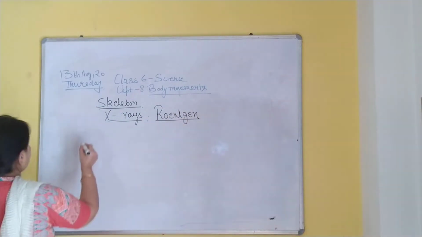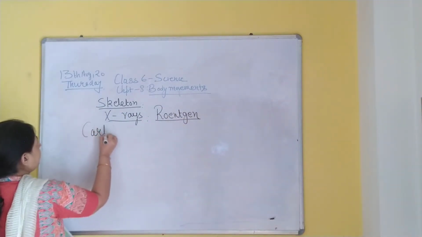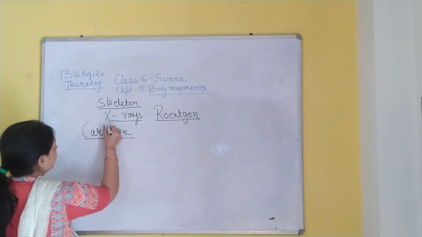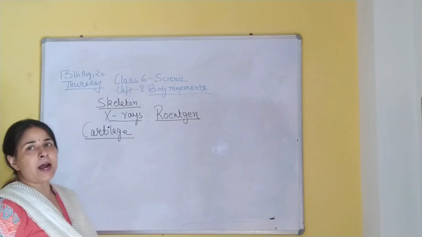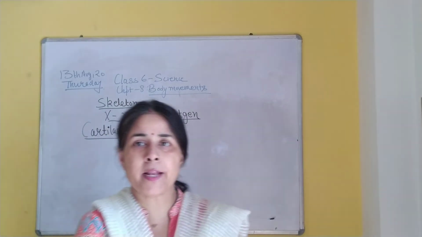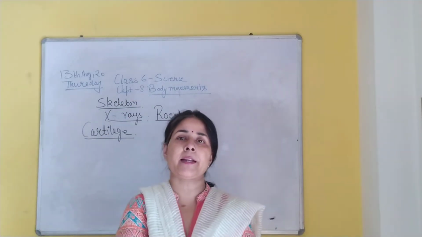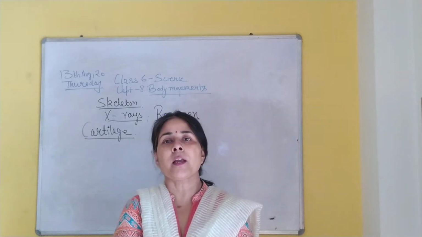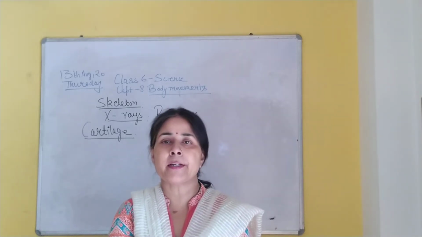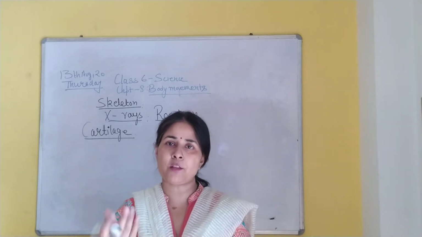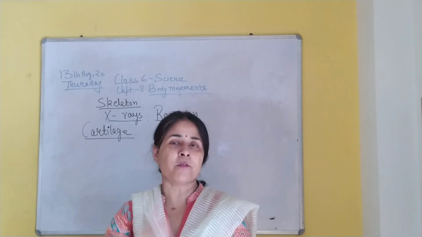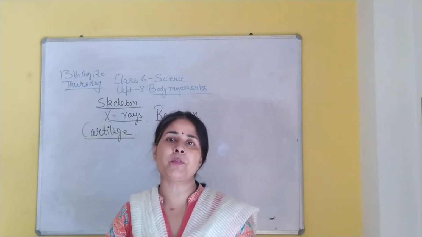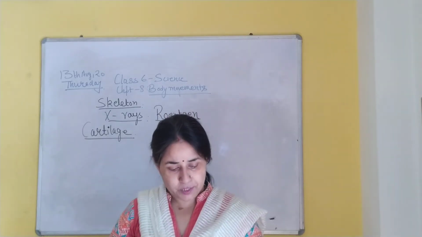So this is the other structure which is present in our skeleton system. It is the cartilage. Again, it is also a type of tissue, but unlike bones, it is softer and slightly flexible also. Soft, so slightly flexible. That is why we can move our earlobes also, because in the earlobes we have cartilages.